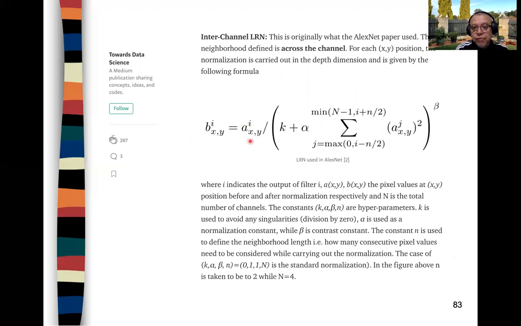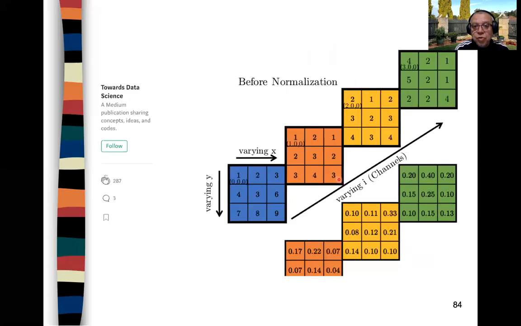So for example, this is the value before normalization. This is the value after normalization. So you just divide this by a certain factor, and then the K here is used to avoid dividing by 0, and then it explains the different hyperparameters. So K avoids any singularities or division by 0. Alpha is used as a normalization constant, and the beta is a contrast constant. But anyway, this is the one that has been used in AlexNet. We're not going to go into the details. And also that blog gives some examples showing the values before the normalization and after.